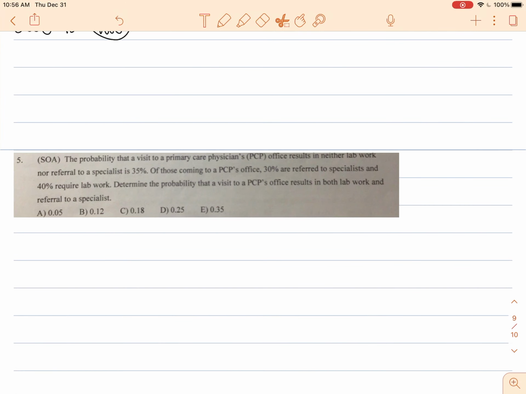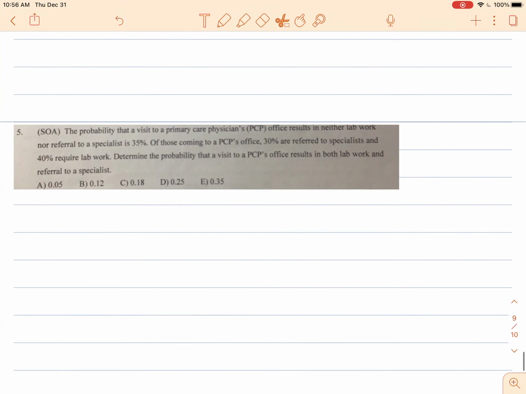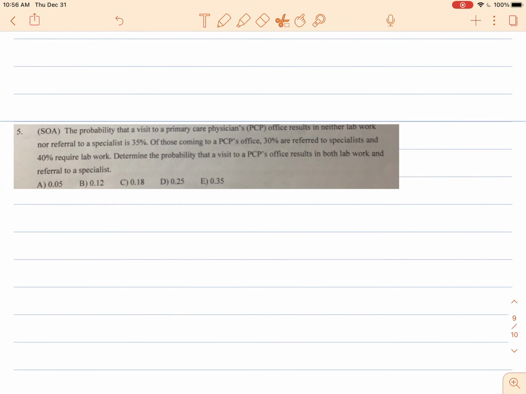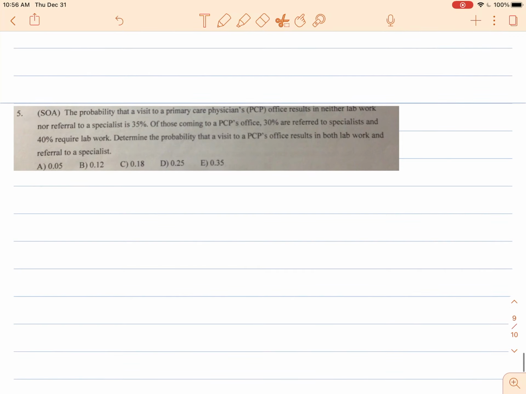So number 5. The probability that a visit to a primary care physician's PCP office results in neither lab work nor referral to a specialist is 35%. Of those coming to a PCP's office, 30% are referred to specialists, and 40% require lab work. Determine the probability that a visit to a PCP's office results in both lab work and referral to a specialist.